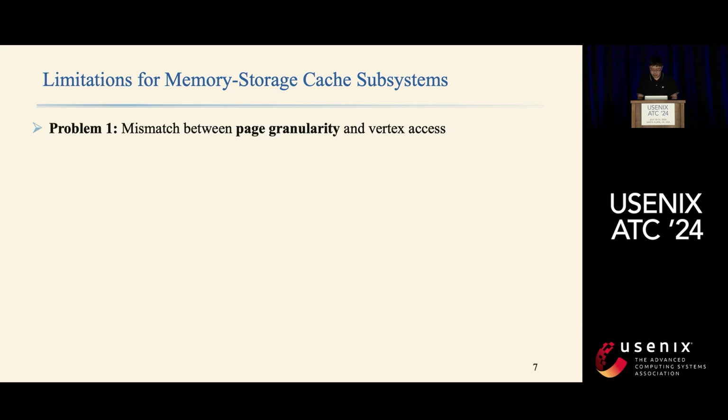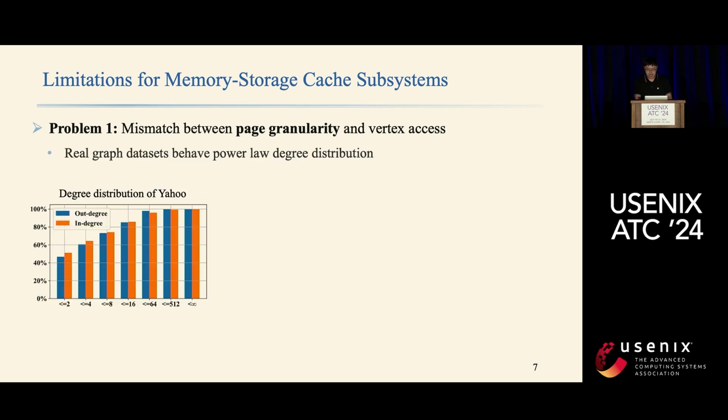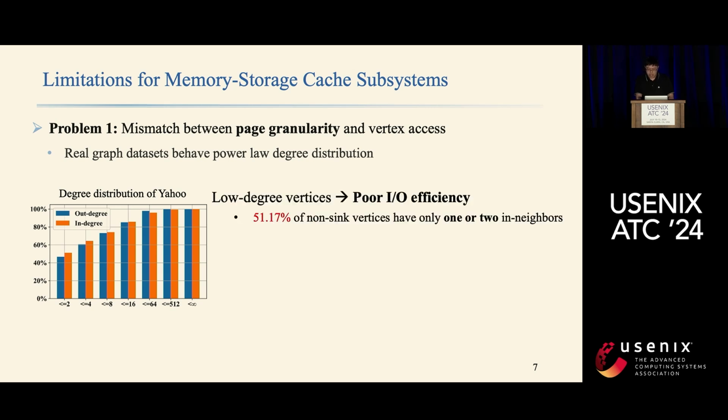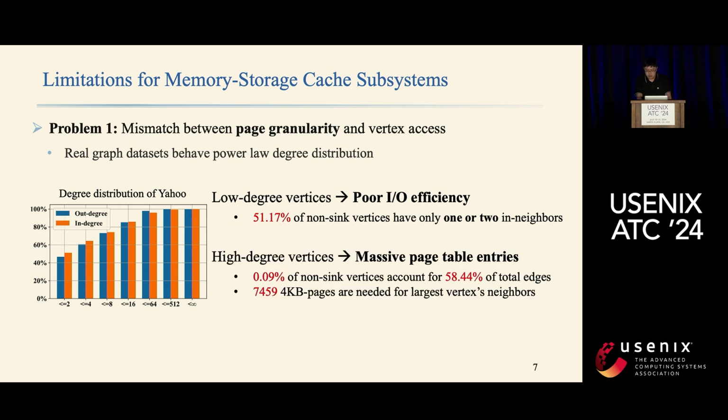However, memory storage cache subsystems also have limitations. The first problem is the mismatch between page granularity and vertex access. Assume that we are using a 4 kilobyte page. We can see the vertex degree varies. For example, in the real-world Yahoo dataset, over half of the vertices have only 1 or 2 neighbors, resulting in poor I/O efficiency for pages. And high-degree vertices require too many pages, bringing tremendous metadata overhead. This inspires us to adopt different storage strategies for them.